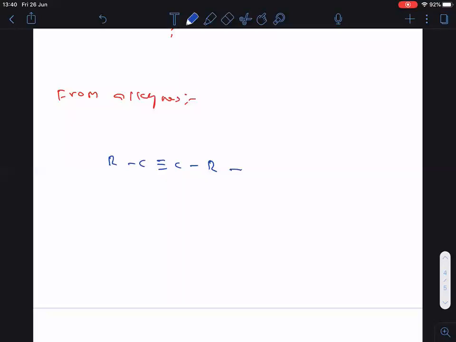One method is direct ozonolysis, oxidative ozonolysis, that means ozonolysis with H2O2. Ozonolysis with H2O2 is called oxidative ozonolysis. If H2O2 is not used, that is called reductive ozonolysis. And one more is with KMnO4.